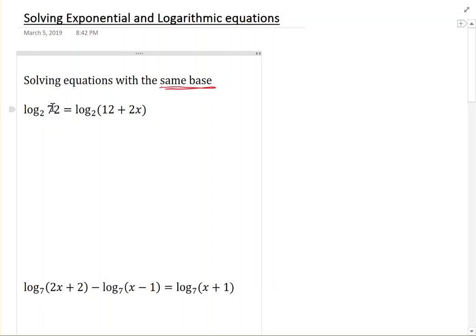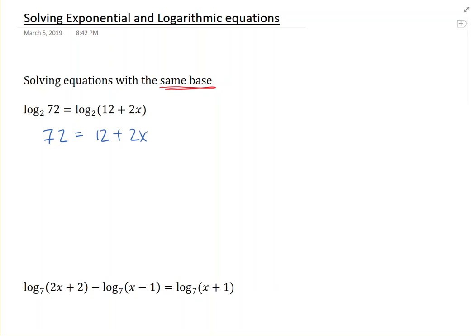In logarithmic equations, once you're at the point where you have one term and another term, we know log 2 of 72 must equal log 2 of 12 plus 2x, and therefore these two numbers must be the same. Since we're dealing with the same base, we can ignore the log 2 from this point onwards, and we just know that 72 must equal 12 plus 2x. At this point, it's just simple algebra to solve for x.